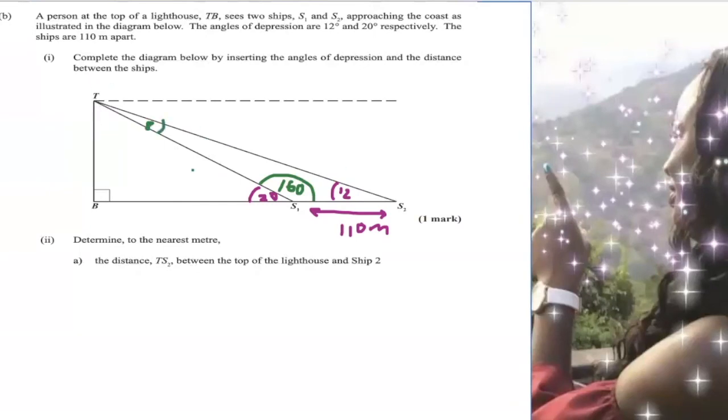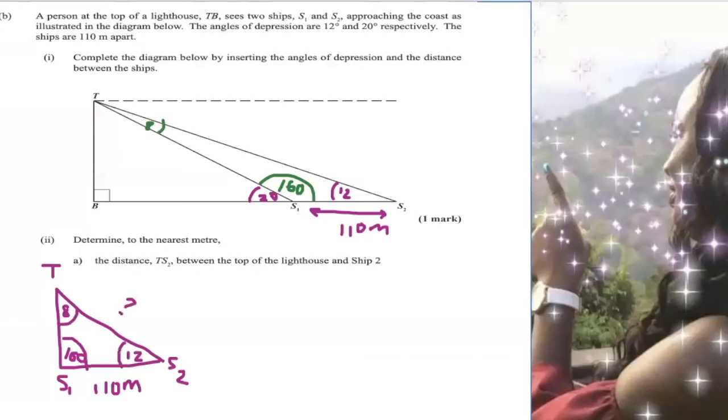So here I have a triangle. So I'm going to take this triangle here. So here we have, this is the 160. Between S1 and S2 is 110 meters. This is 12. This is 8. And this is what is needed. So once again, pulling this apart, we know that we want TS2, the length. We know that this is 8, this is 160, and this is 12. And the distance between S1 and S2 is basically 110.